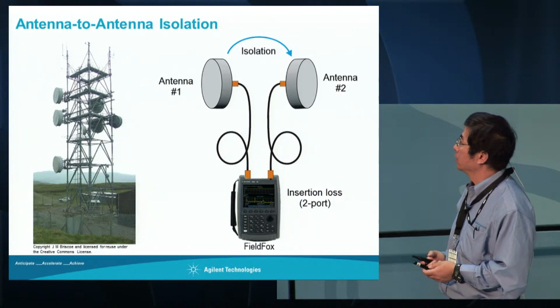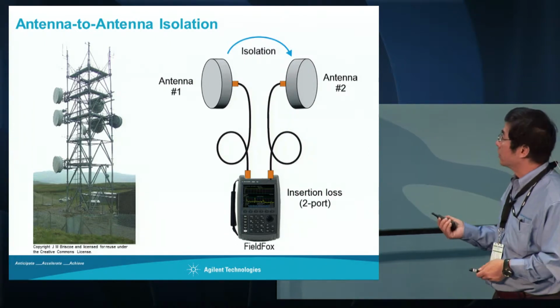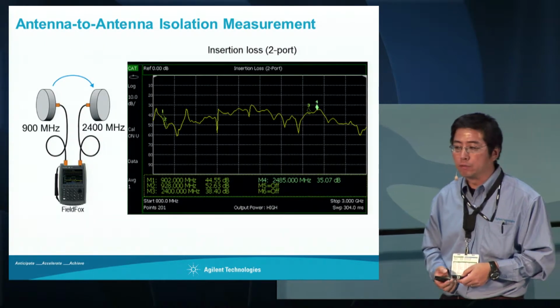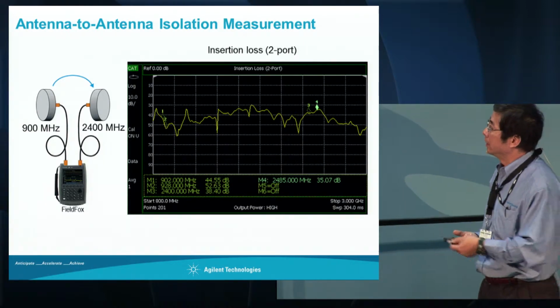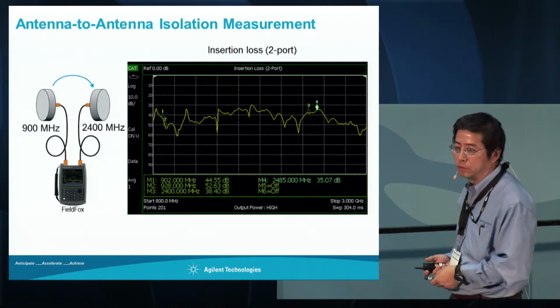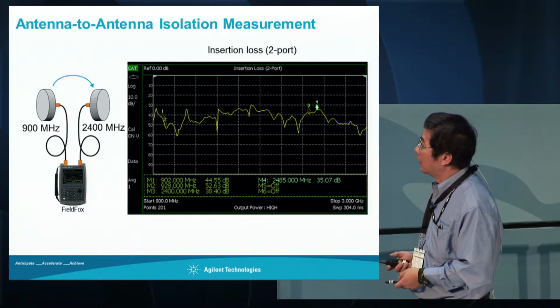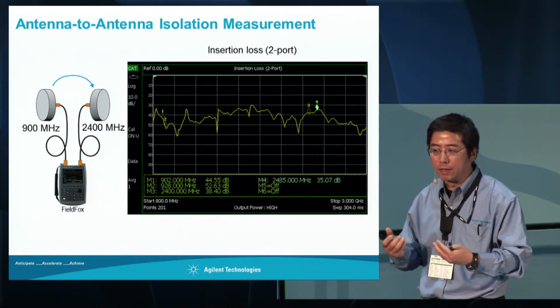So we use insertion loss to make the antenna isolation measurement. Port 1 connects to antenna 1, port 2 connects to antenna 2, and you can simply do an insertion loss measurement, either with a 2-port calibration or just a response cal, or normalize. In this situation, we take two panel antennas, 900 meg and 2.4 gig, which is a Wi-Fi signal. Today a lot of antennas are integrated, with both cellular frequency as well as Wi-Fi, and that creates a great challenge. So we can easily make those measurements.